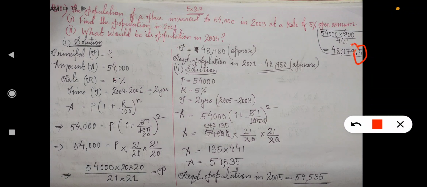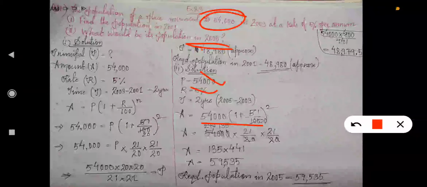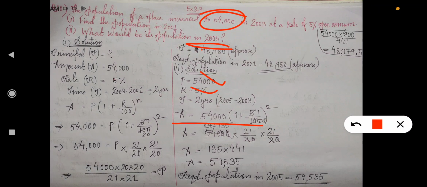Now let's do the second case. For the second case, this is the principal. Rate is the same. Time is 2005 minus 2003, 2 years. Now you have to find the amount. Again the same formula, only now, in the previous case the amount was 54,000, now the principal is 54,000. Now after calculation we'll get 59,535. You see the calculation properly, you'll understand. Okay, you know how to do it. So this is the amount for the second case, and this is the principal for the first case. So let's move to the next question, my dears.